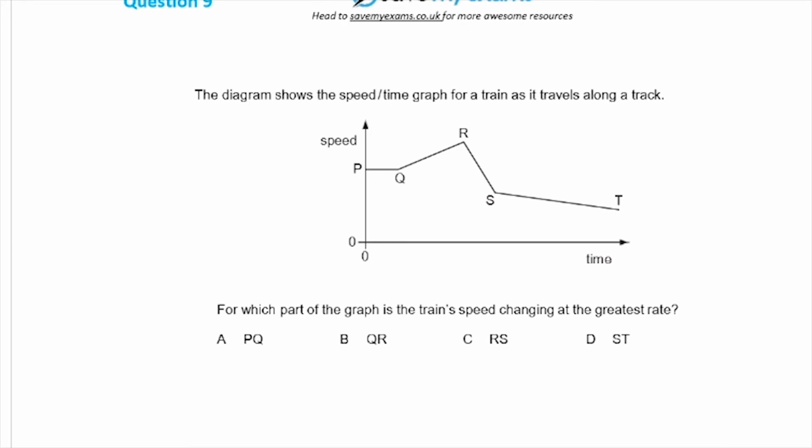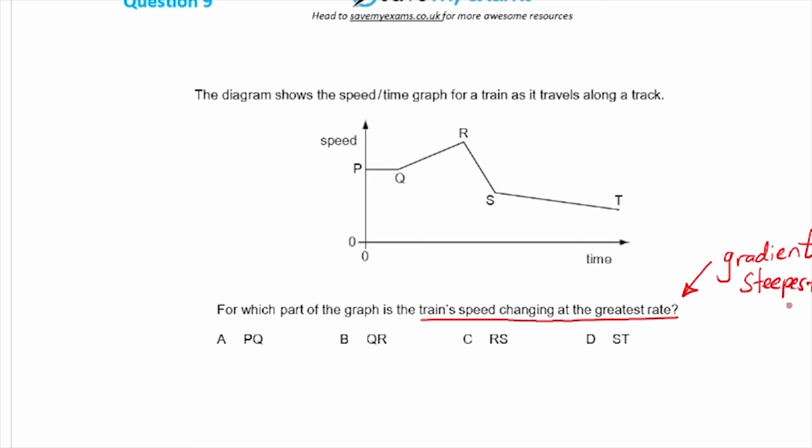So next, the diagram shows the speed time graph for a train as it travels along a track, as you can see. For which part of the graph is the train's speed changing at the greatest rate? So we have the speed time graph right there, and we know that the gradient of a speed time graph is acceleration. So when they ask for which part of the graph the train's speed is changing at the greatest rate, we only look at the part of the graph where the gradient, or the slope, is steepest.